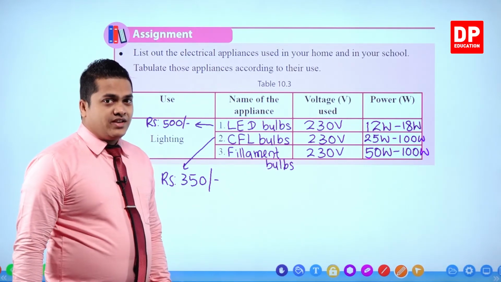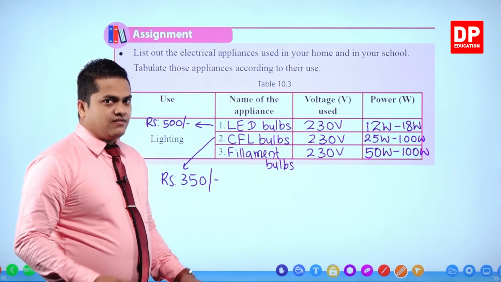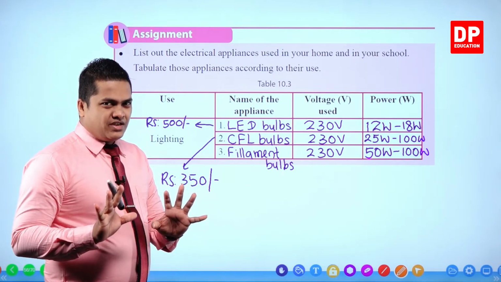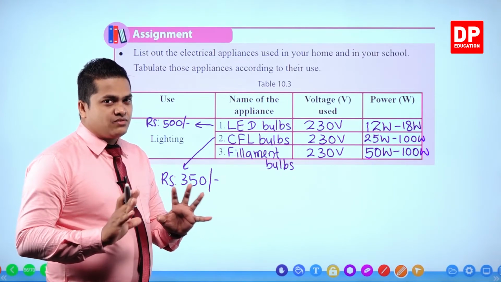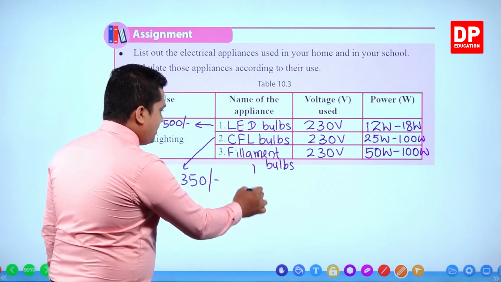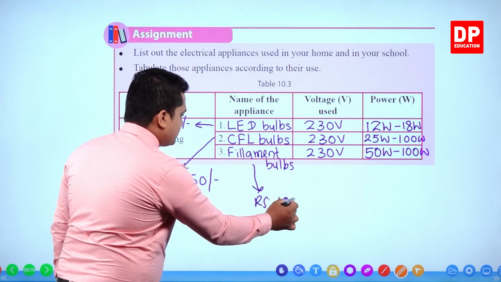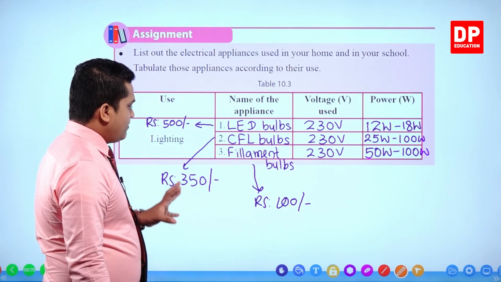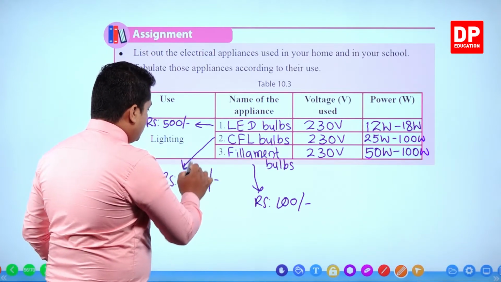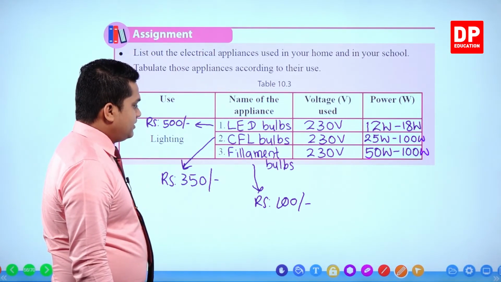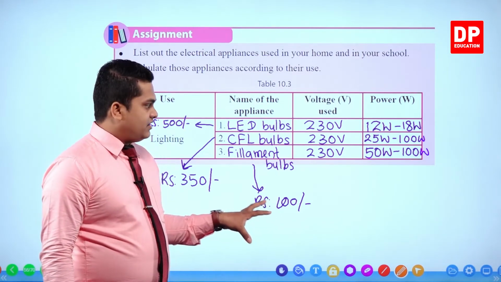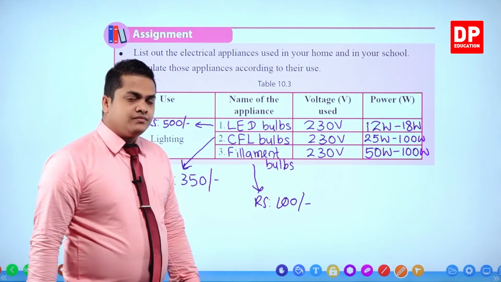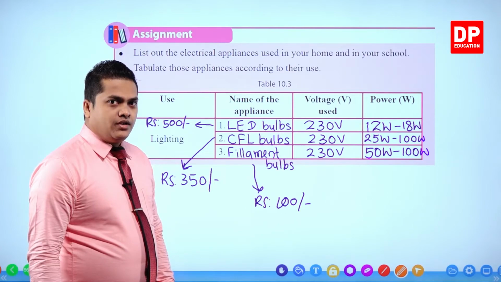I don't know the new prices, my dear children. However, new prices may change. These are somewhat like older prices. This is just to give you some kind of an idea. These values might change. A filament bulb is around 100 rupees. So you can see that there is a big difference in the initial cost. You can buy 5 filament bulbs when you are buying 1 LED bulb.